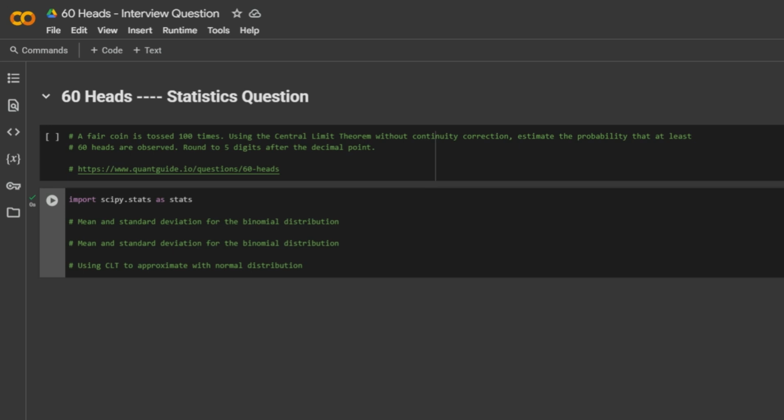Now, I started off by importing scipy.stats as we're going to use it for the cumulative distribution function, so we don't have to go off into a different tab to find the z.